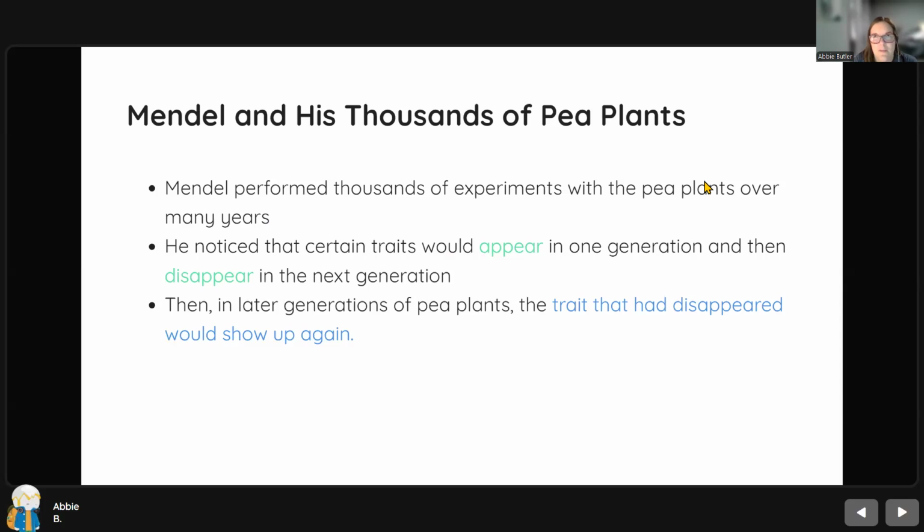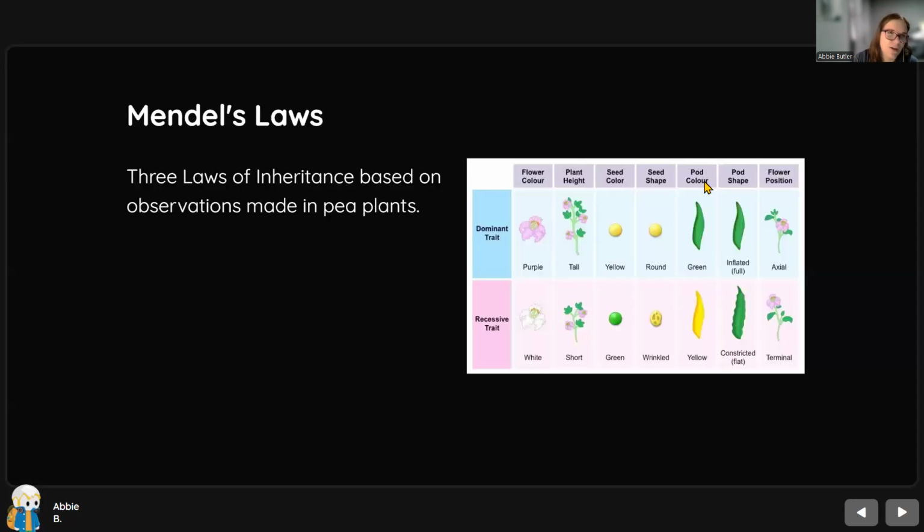He performed thousands of experiments with the pea plants over many years, and he noticed that certain traits would appear in one generation and then disappear in the next generation. And then in later generations, within the pea plants, the trait that had disappeared would show up again. Like, what's going on?